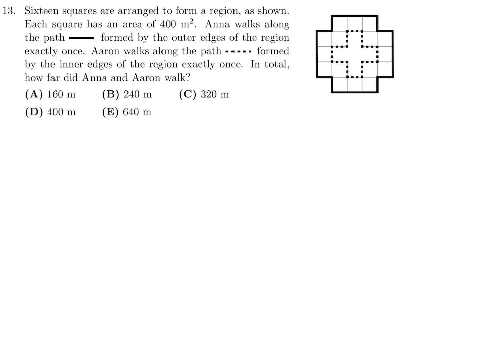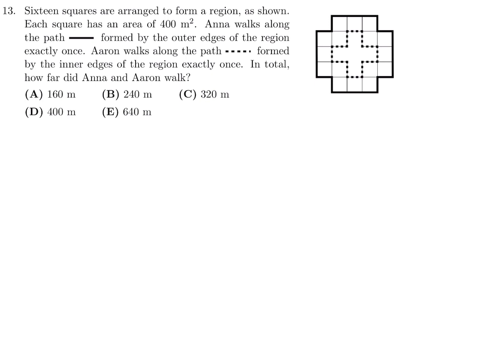16 squares are arranged to form a region as shown. Each square has an area of 400. Anna walks along the path with the solid line formed by the outer edges of the region exactly once. Aaron walks along the dotted path formed by the inner edges of the region exactly once. In total, how far did Anna and Aaron walk?